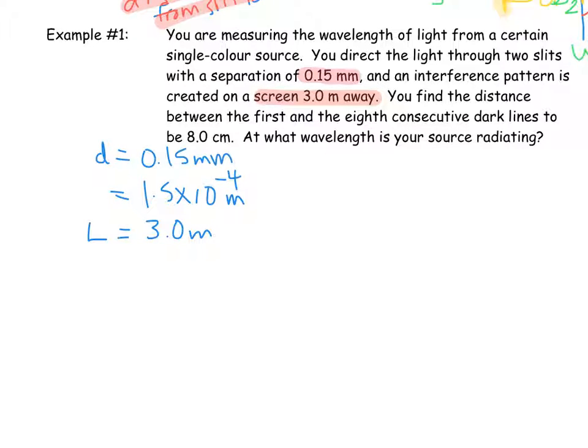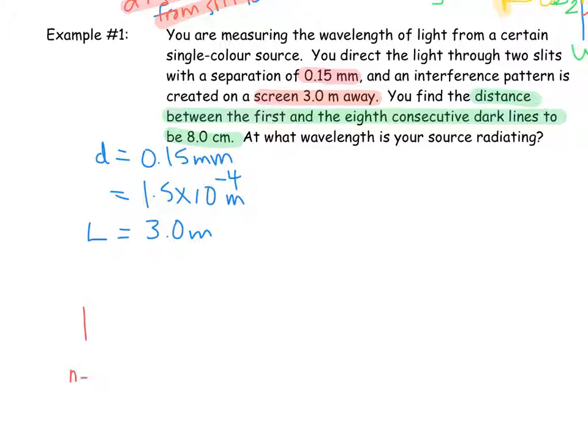All right, so it says that the distance between the first and 8th consecutive dark lines is 8 centimeters. Okay, so I'm going to draw that out. Here we go. So let's say this is our first dark fringe.